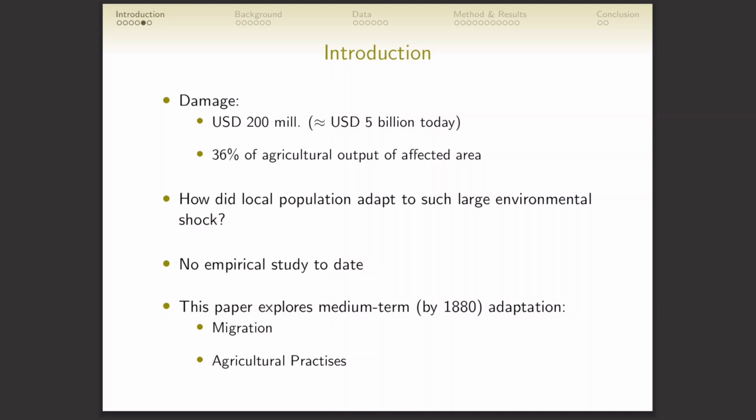environmental shock, right? It was just the early part of the settlement and these sort of things. And I was kind of surprised that there was no empirical study to date, because I did part of my schooling in the US, and even I remember hearing about it. I don't know if I heard about it in history class or some documentary I watched or something.